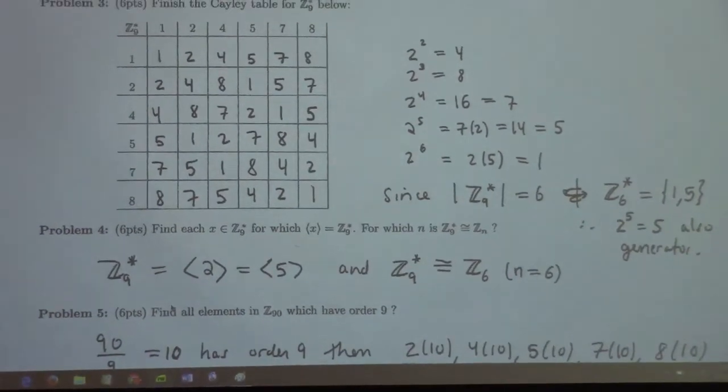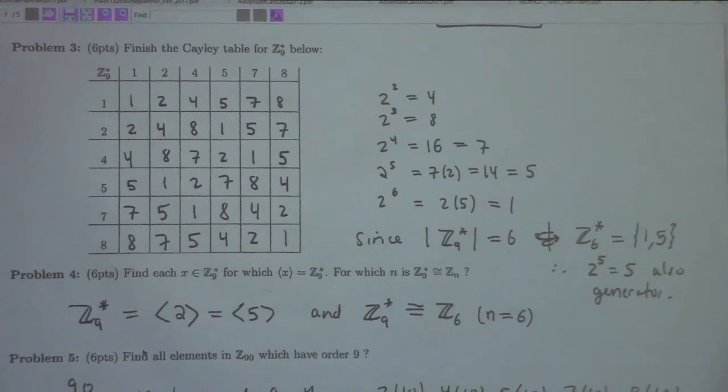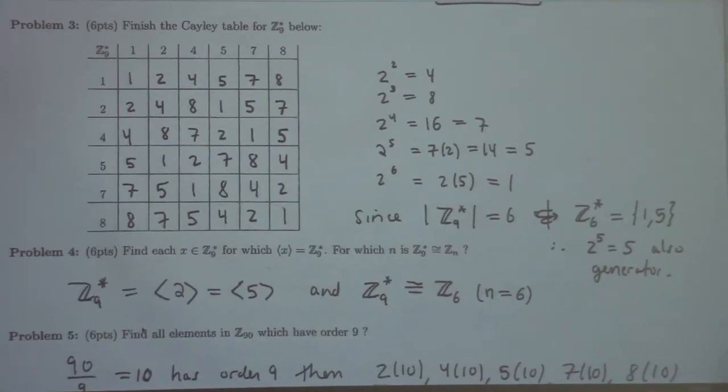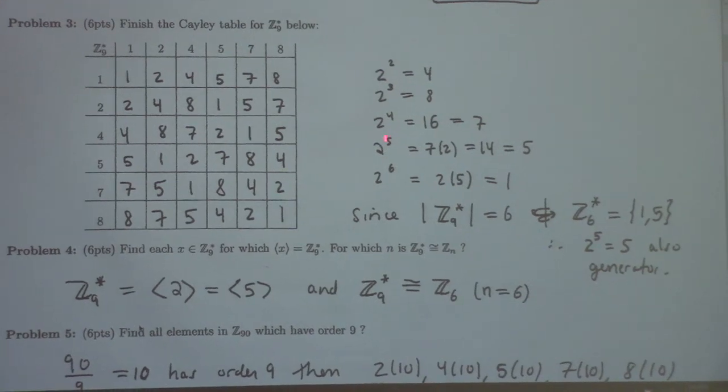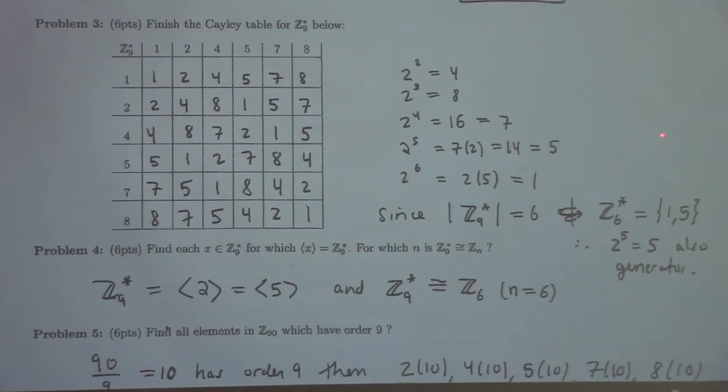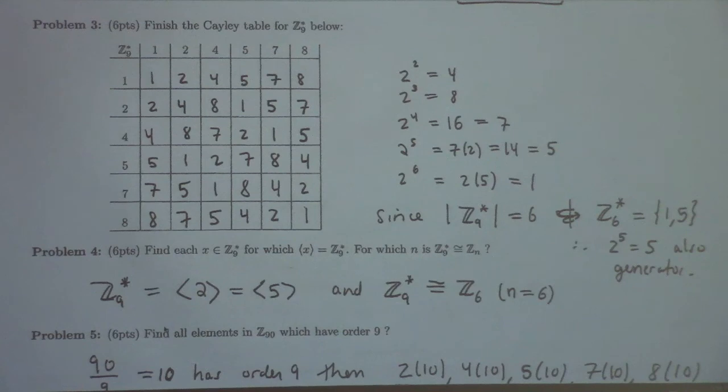How I did this was I just picked a number and saw what happened. The first thing I picked was 2, and I calculated powers of 2, and I saw that it took me till the 6th power to get back to 1, which tells me that the cyclic subgroup generated by 2 is of order 6, but that's everything. So 2 is a generator.